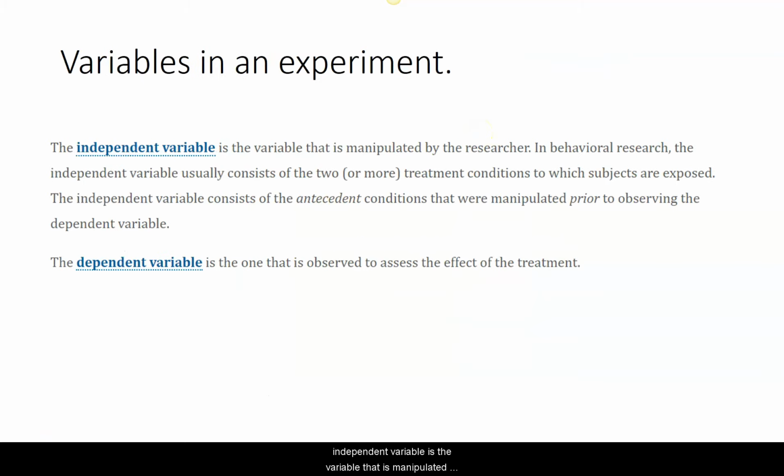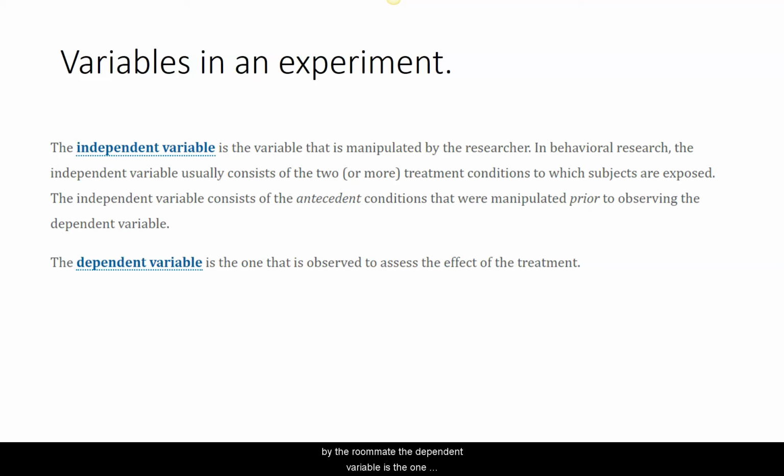So let's recap those terms. An independent variable is the variable that's manipulated by the researcher. In this research, the independent variable consists of two or more treatment conditions to which participants are exposed, which is the word we use these days. The independent variable consists of conditions that were manipulated prior to observing the dependent variable. So they knew in advance, before I got there, what I was to do, how I was to be treated, that I was either to be given a yes or a no by the roommate.